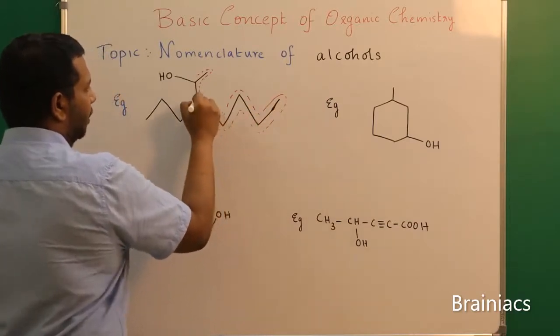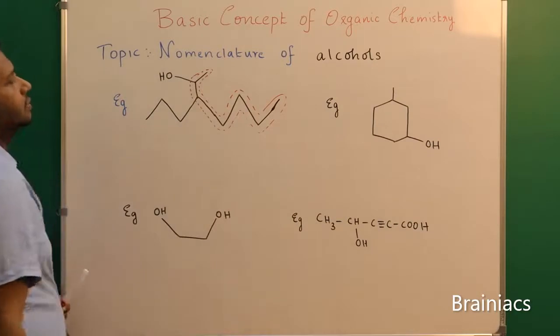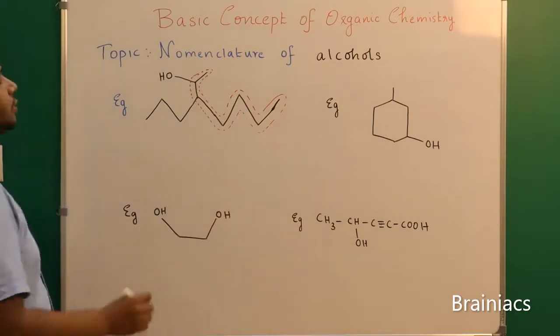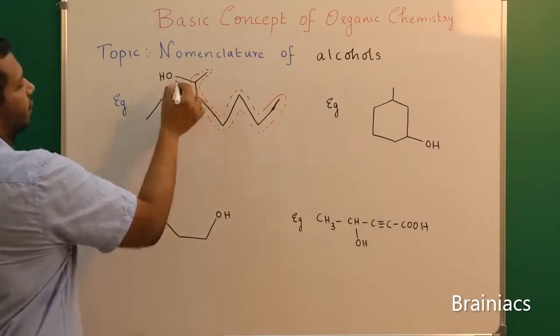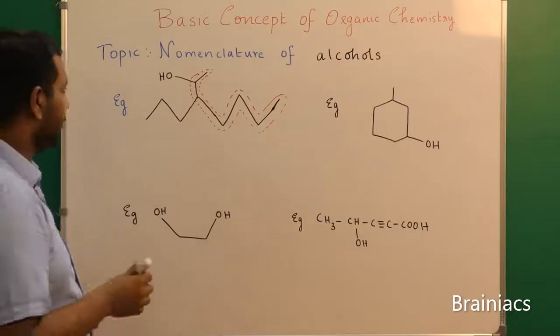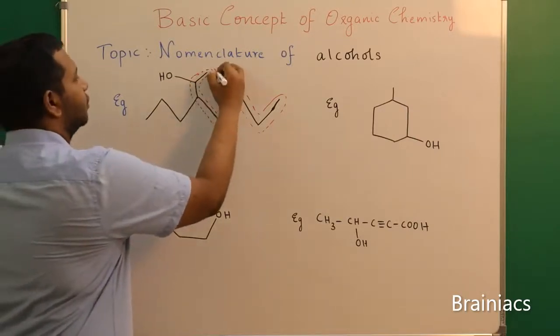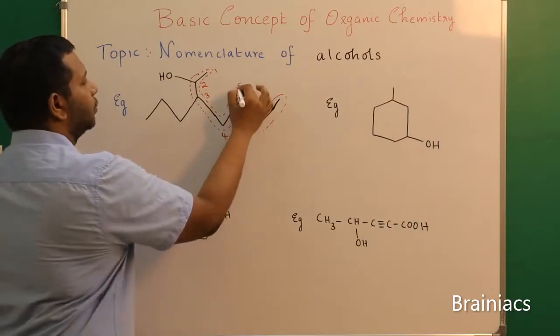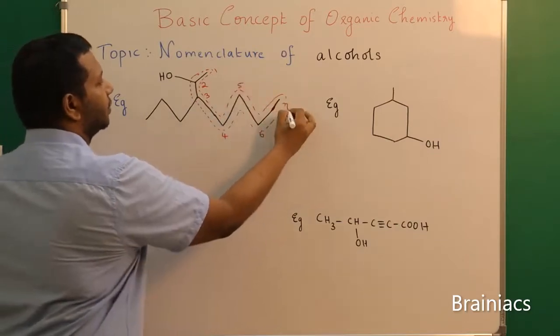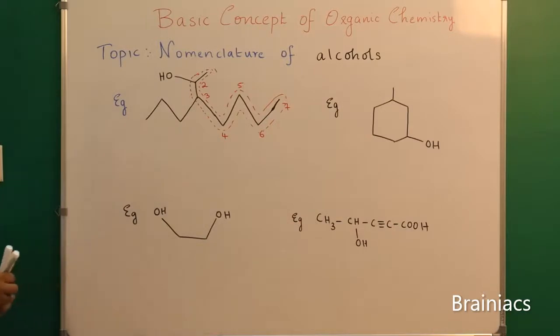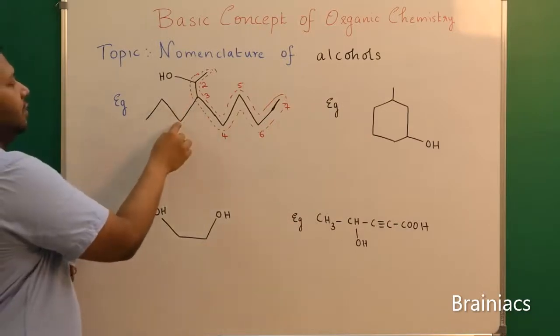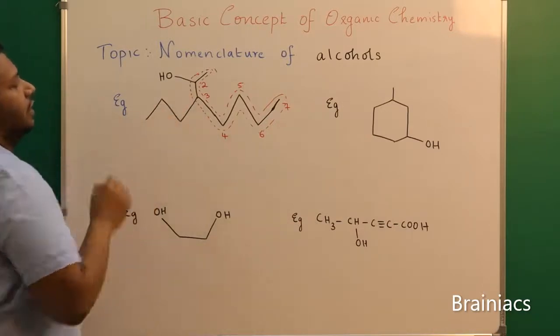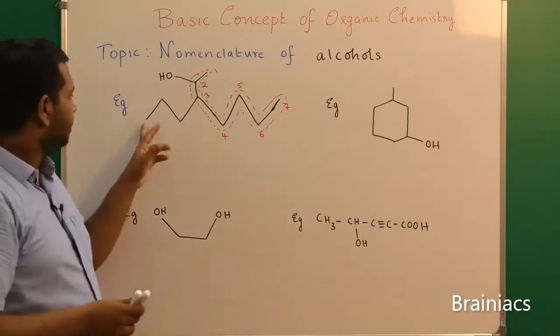So this is my parent carbon chain. I should number in such a way that the carbon atom connected to OH gets the lowest possible number. So this should be 1, this should be 2, this should be 3, this should be 4, this should be 5, this should be 6, this should be 7. Now I know that at the third position you have CH2, CH2, CH3.